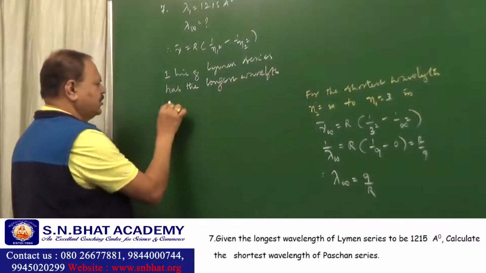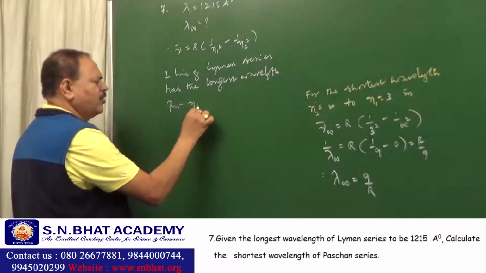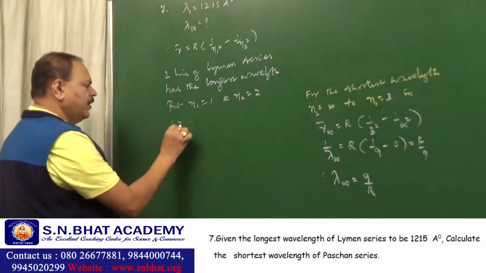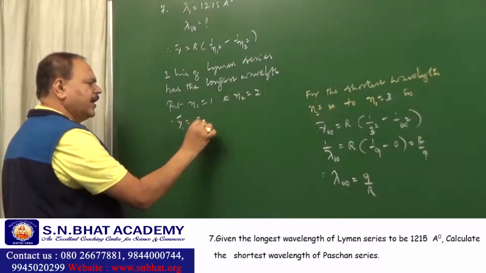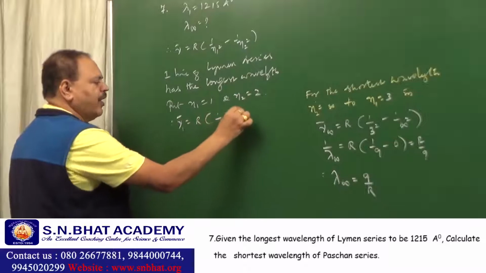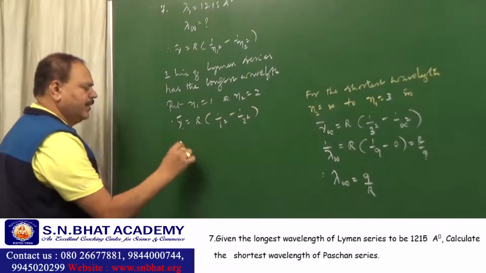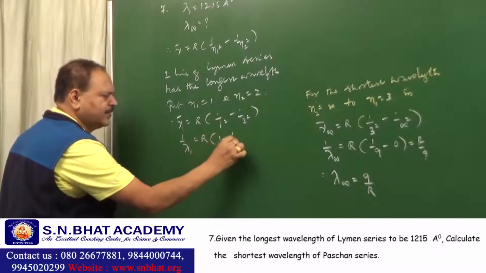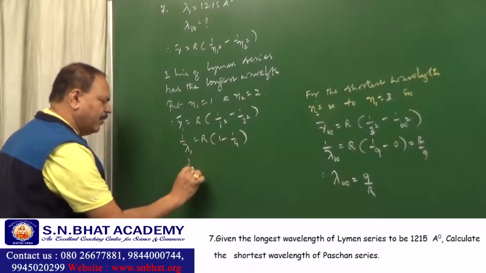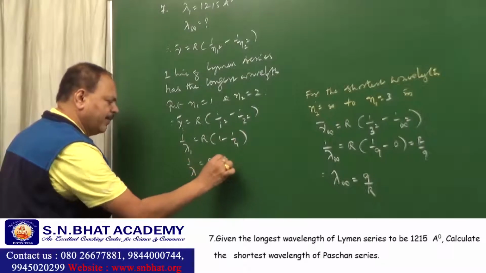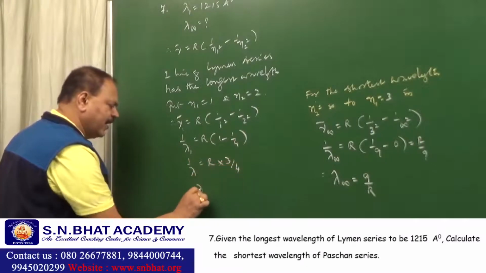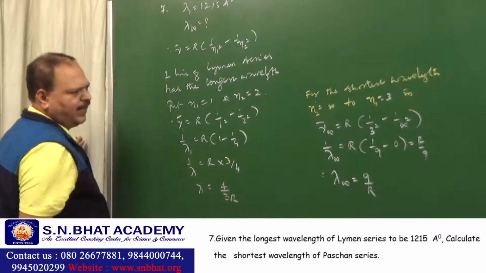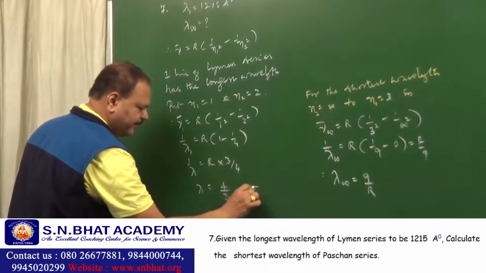For this, you put n1 is equal to 1 and n2 is equal to 2. Therefore, your nu bar is equal to R into 1 over 1 square minus 1 over 2 square, which is nothing but 1 by lambda 1 is equal to R into 1 minus 1 by 4, and 1 by lambda 1 is R into 3 by 4. Therefore, your lambda 1 is equal to 4 by 3R. Now, this is equation number 1.